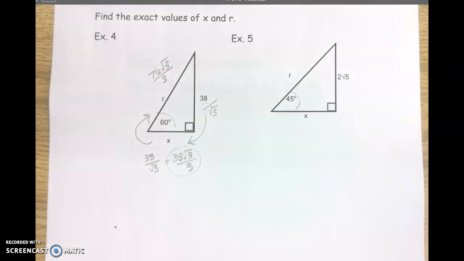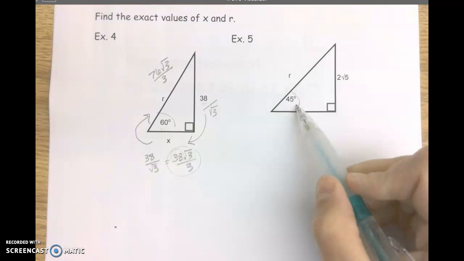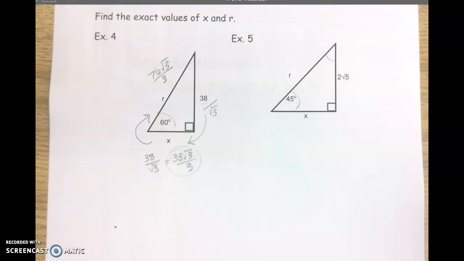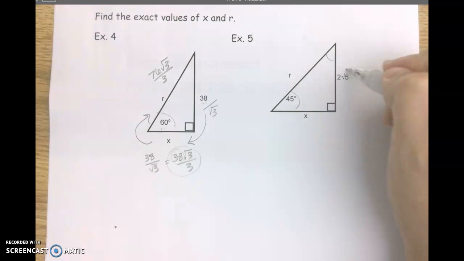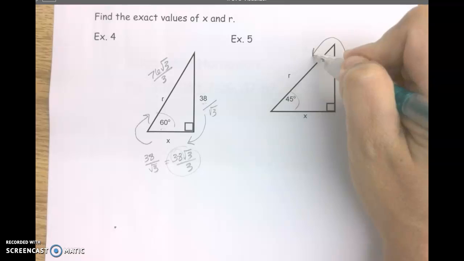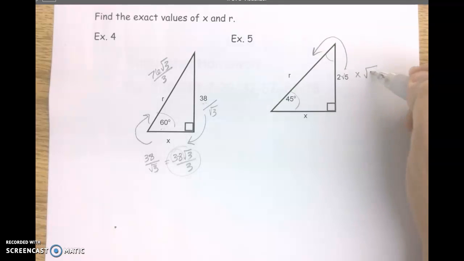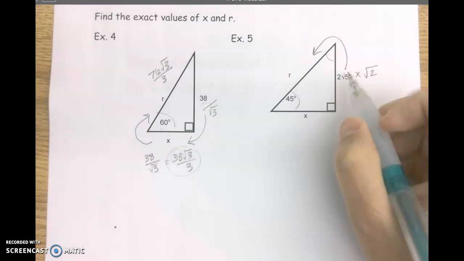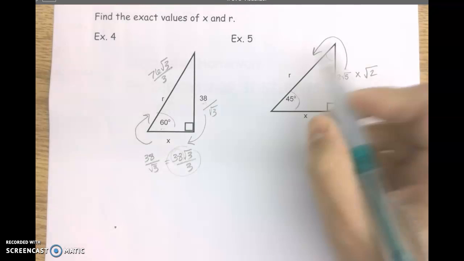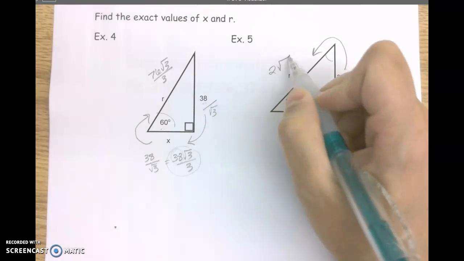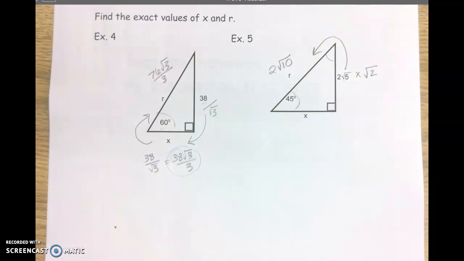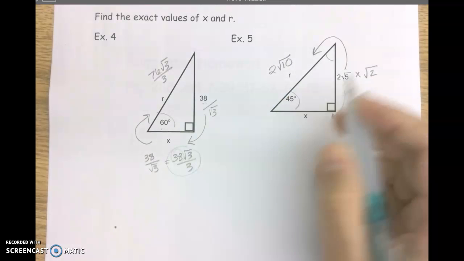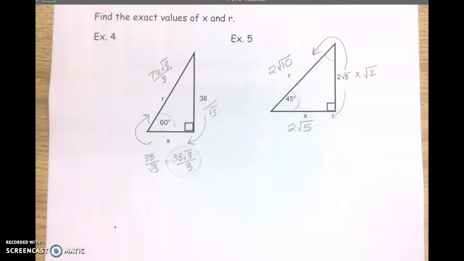And really, this is more just to get practice with radicals. Okay, for this example, it's a 45, 45, 90. I don't know the hypotenuse, but I do know the leg. And to go from the leg to the hypotenuse, I multiply by the square root of 2. And so since 5 is also in a radical, this just becomes 2 square roots of 10. And then this will be the same. It's just 2 square roots of 5. So again, a few more practice with 30, 60, 90 triangles.